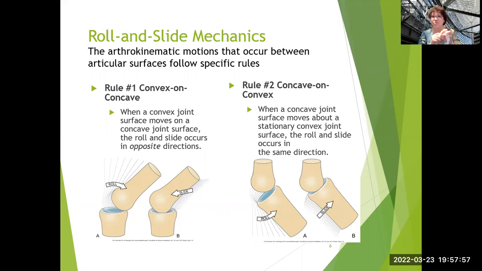If you don't get yourself a little mini skeleton at home, you can use the skeletons in the lab to practice. So convex on concave, roll and slide in opposite directions. Concave on convex, roll and slide in the same direction. And all of that is to maintain joint congruency.